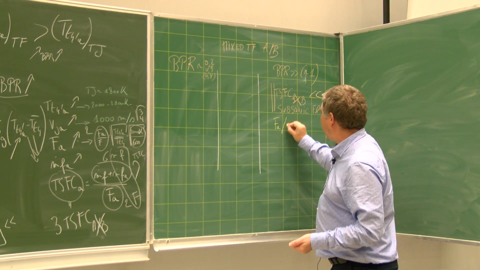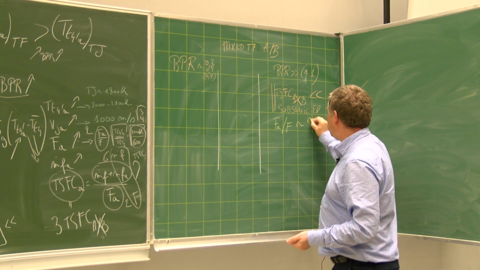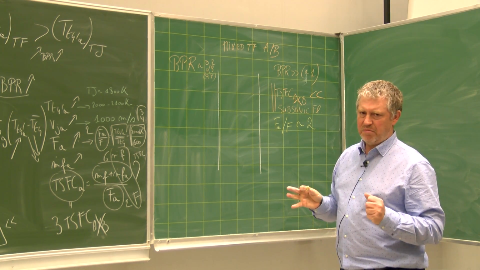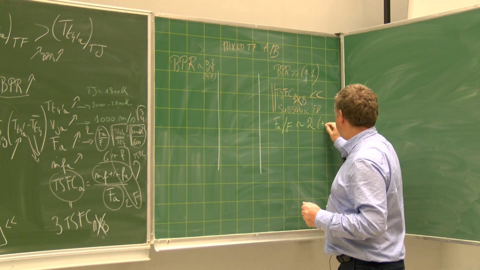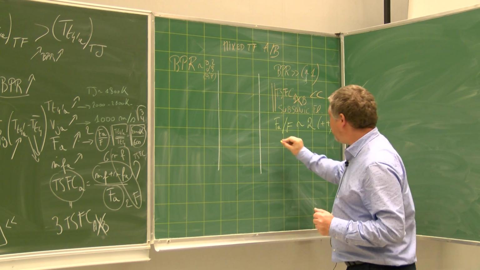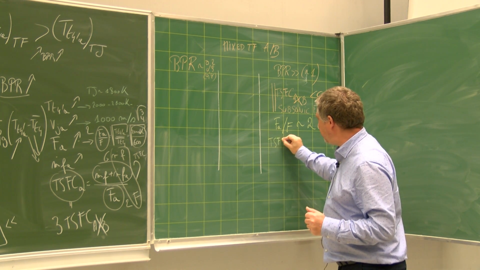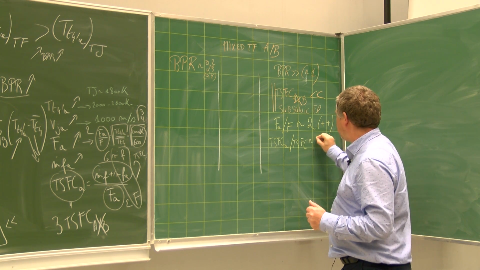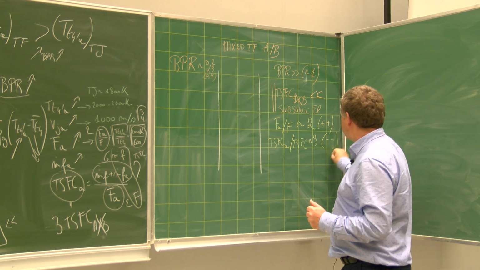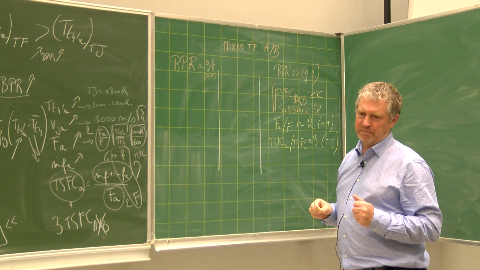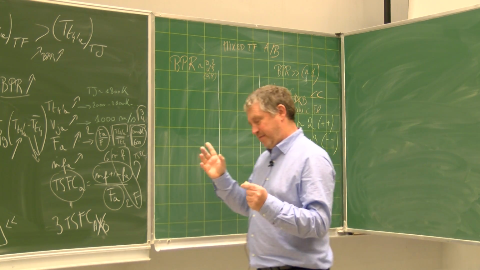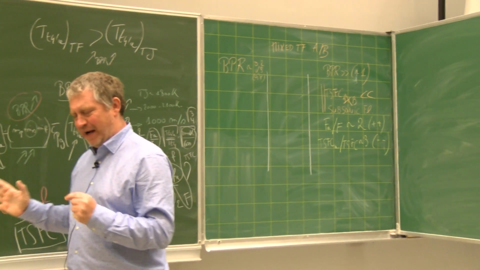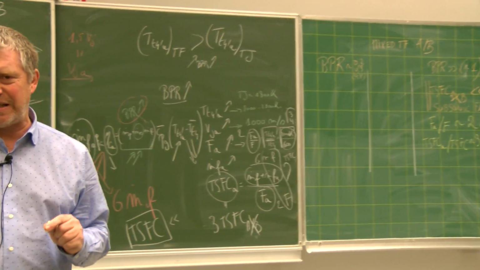FA divided by F is equal, let's say, to 2. So this is very positive. But we'll have a TSFC A divided by the TSFC that is more equal to 3, which is a very negative case. But in everything you have advantages and disadvantages.